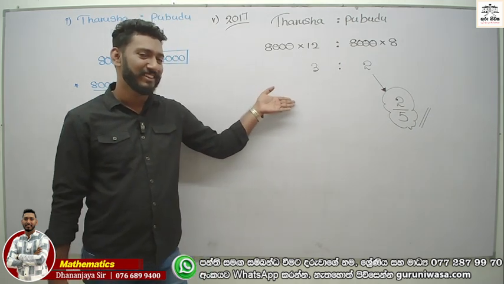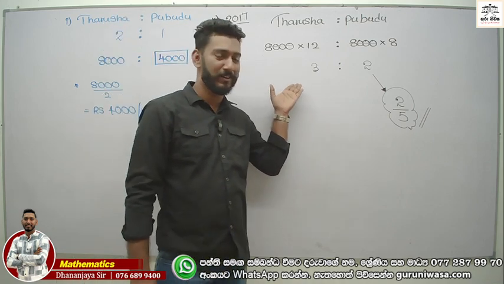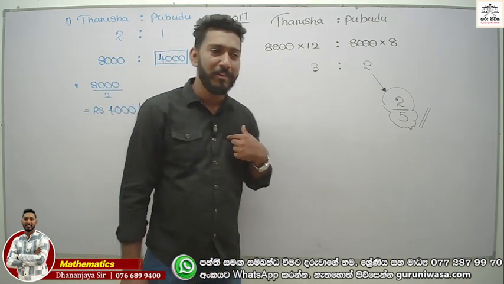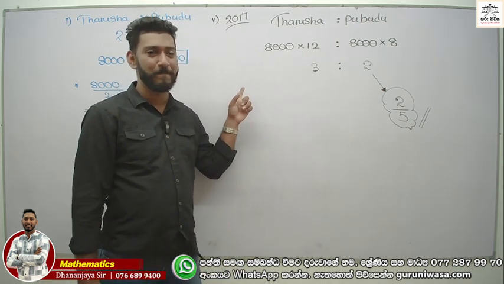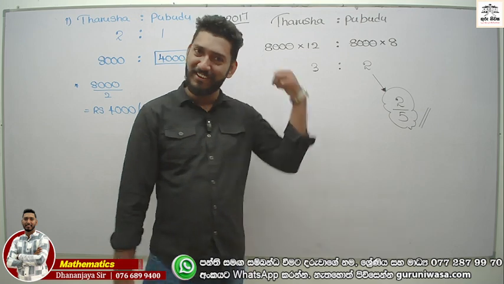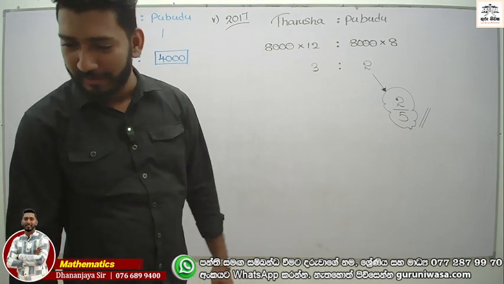Imalka, Elena, Yanara, anyone? 3/5. Yeah, well done. 3 over 5. Yes, sir. That's a simple question, right? Okay. Note down. That's the first question.